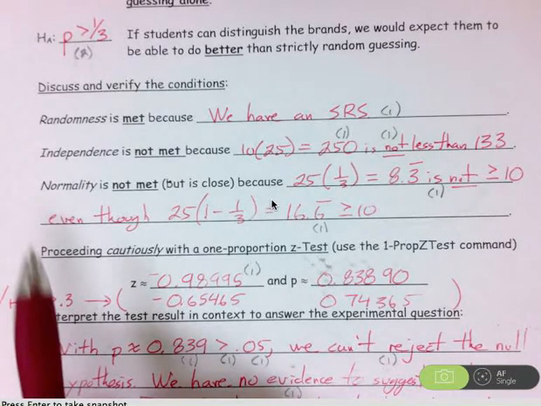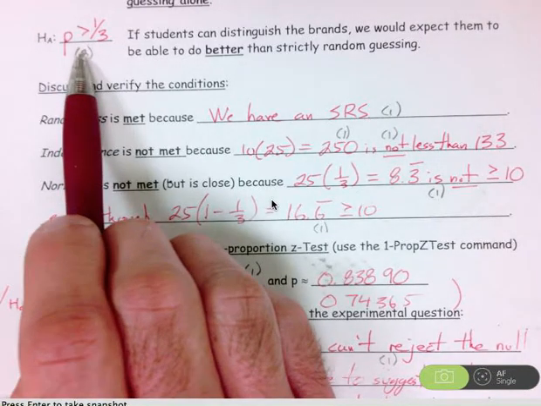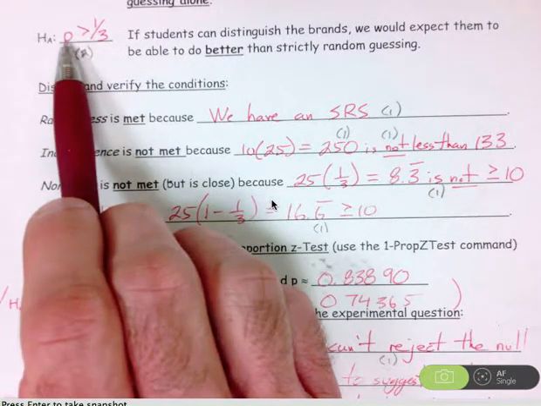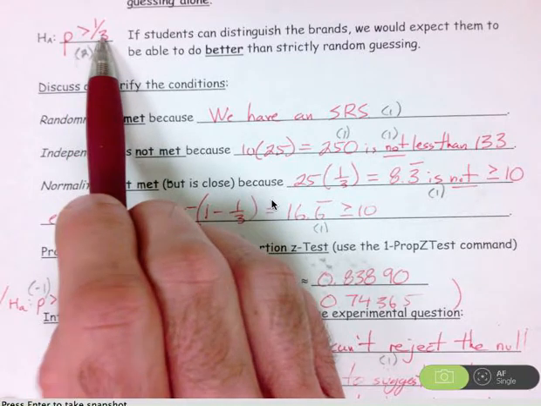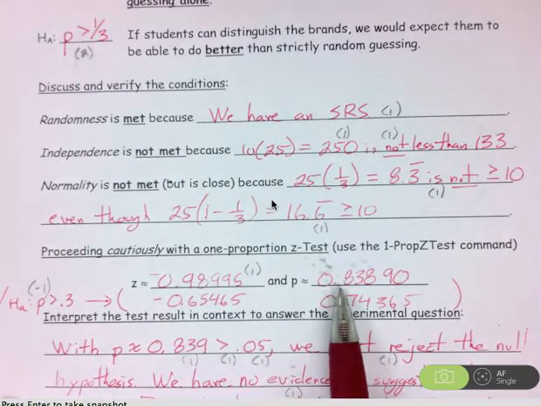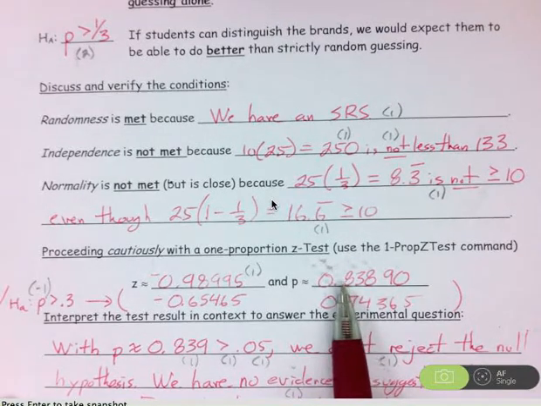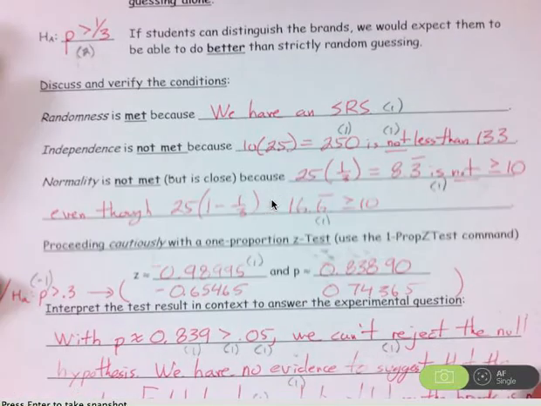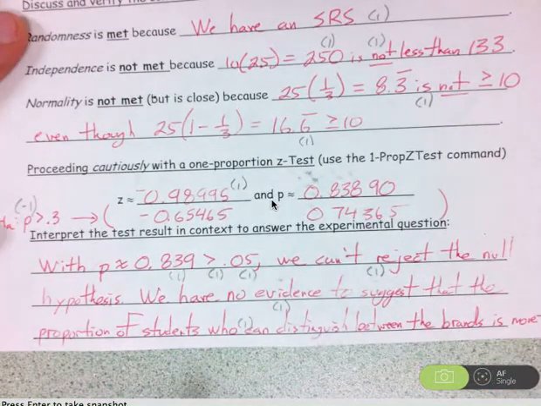Something to notice, though, if for some reason, this only happened to a couple of people, if you wrote that the proportion is less than 1/3, if you had the wrong alternative hypothesis there, you would have gotten a different p-value. I might have given you credit for that p-value if you had the sign wrong here. So interpreting the result in context then is really important.